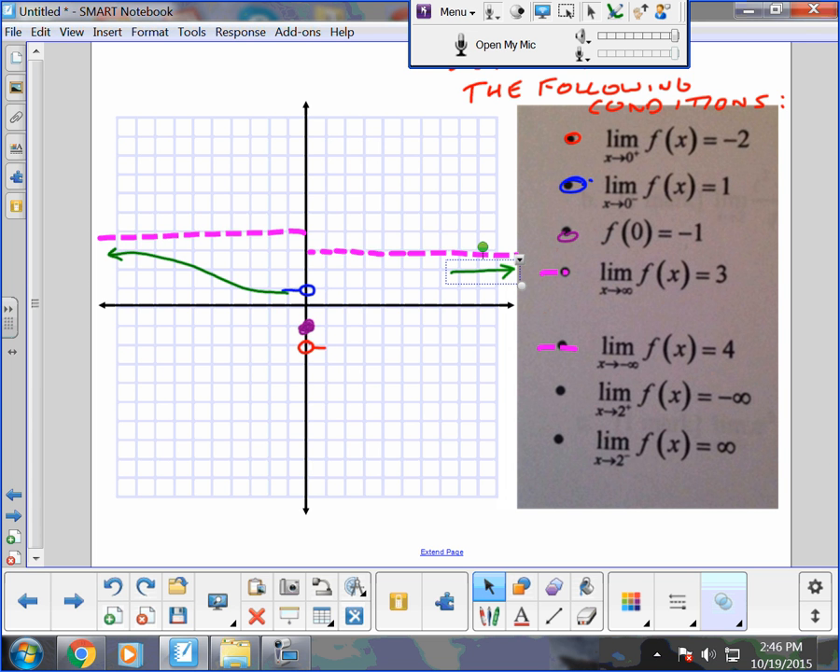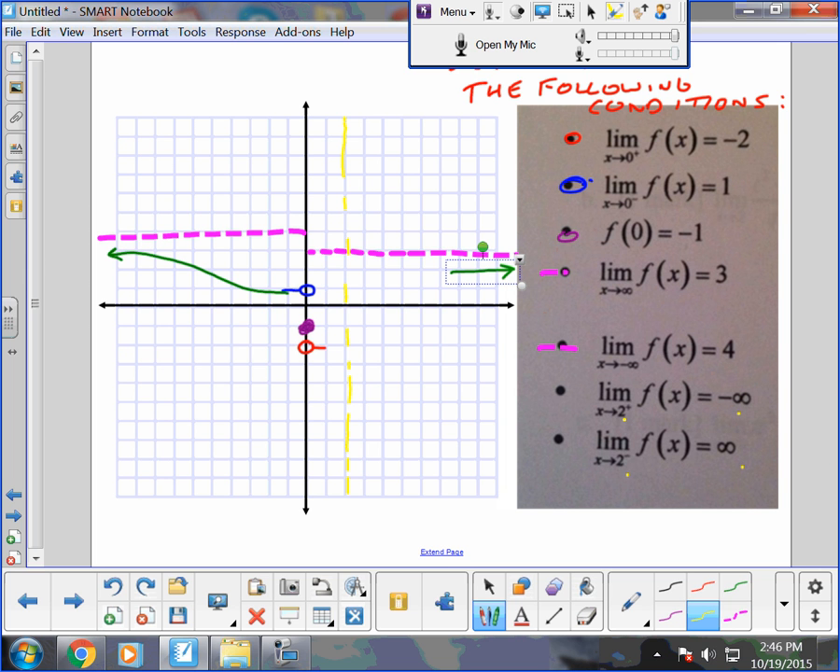Now the last one. I'm going to make the asymptote yellow. You guys see it says it goes to negative infinity and positive infinity at 2. The left hand and right hand. So at 2, guys, guess what I know for a fact? I know there's a vertical asymptote. I know there's a vertical asymptote because it goes to infinity on both sides.